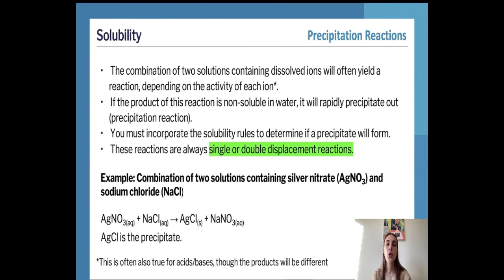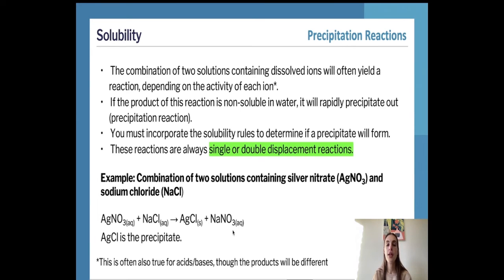And so these reactions are always single or double displacement reactions. An example which we have here is the combination of two solutions containing silver nitrate and sodium chloride. If we have a silver nitrate solution, AgNO3, and we add that to the sodium chloride solution, NaCl, we then have this displacement reaction in which we produce AgCl and NaNO3. And so when we look at what our products are, we can see we've got AgCl and NaNO3.